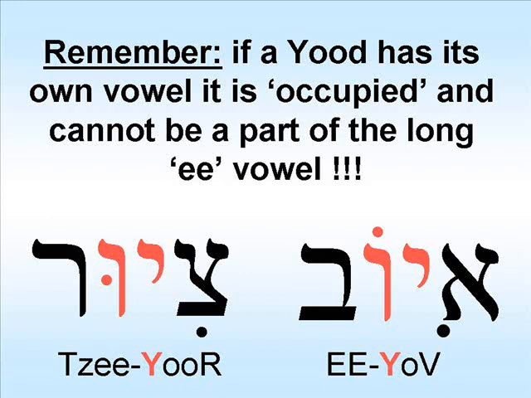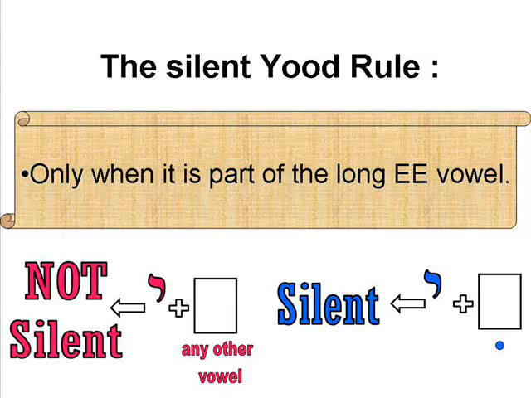Iyov, tziyur. In both these words, the Yood has its own vowel. In the first word, Iyov, it has the long O vowel, and in the second word, tziyur, it has the long U vowel, depicted by a vav and a dot in the middle.